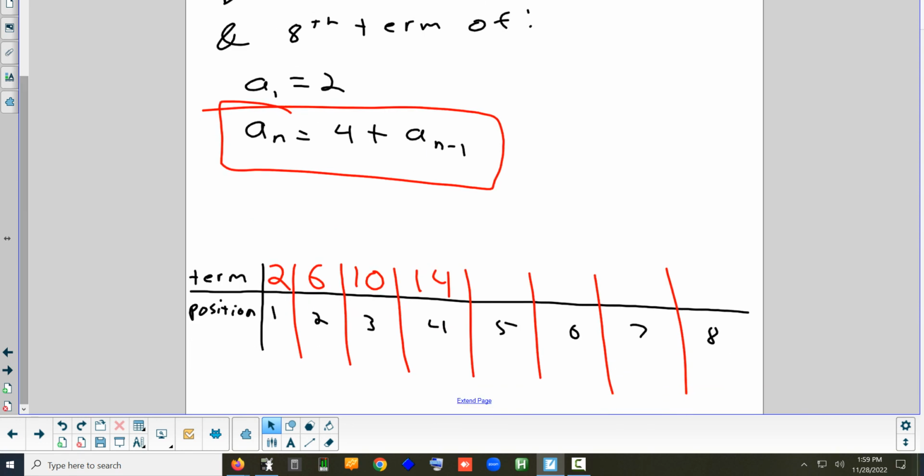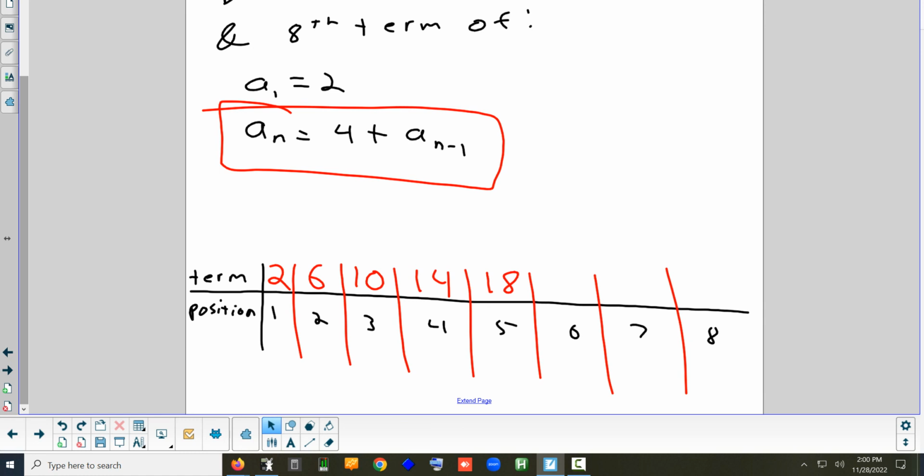Now, can I jump right to the 8th one using this formula? Do you think so? No. You can't, there's nowhere to plug in an 8 here unless you figure out the formula that Dustin said, which is multiply by 4 and then minus 2. That is the formula. And sometimes it'll ask you to figure that out, but this time it didn't. So if you figured it out, great. If you didn't, that's fine. Just keep adding 4.